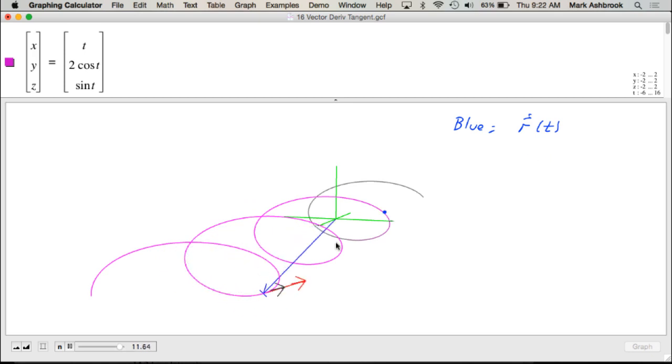Okay, so then the black and the red, one of those two is what? The derivative, right? The derivative. But do we know which one is which?